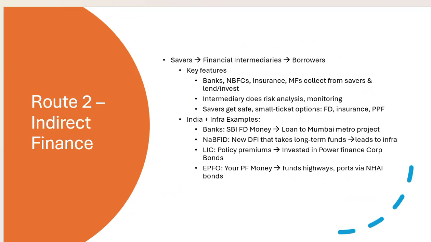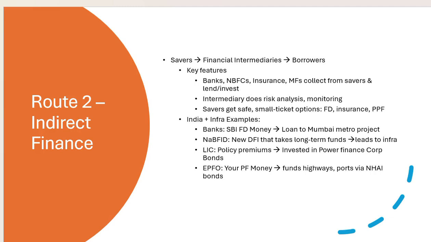So let's move on to the next route, which is the indirect route, where an intermediate entity is involved, like the private banks HDFC, ICICI Bank, Axis Bank, and the public banks like SBI, Canara Bank, or Bank of Baroda. Here we are going to discuss the saver, the intermediate entity and the borrower. The key features of indirect finance are the involvement of banks, NBFCs, insurance firms, and mutual funds collecting from several lenders, and the investment happens there.